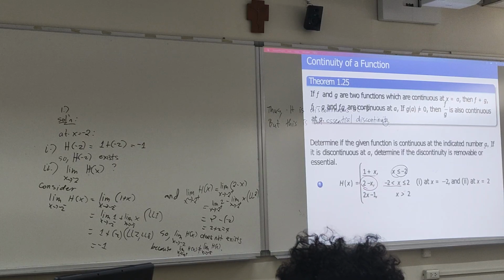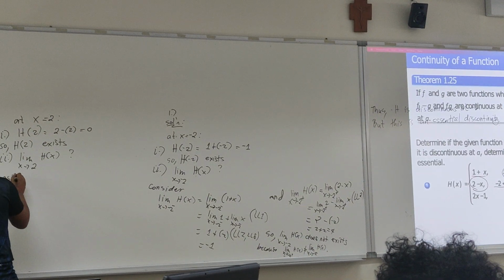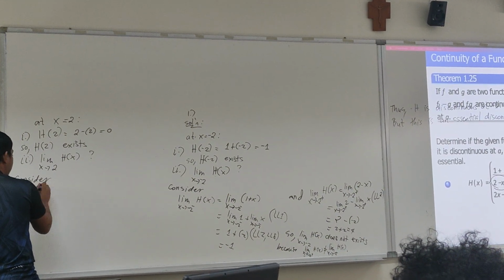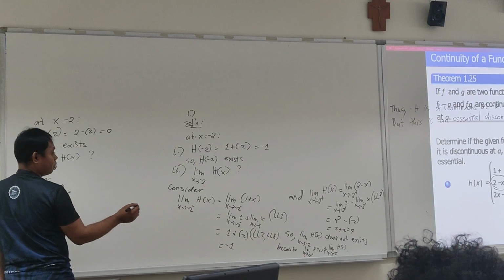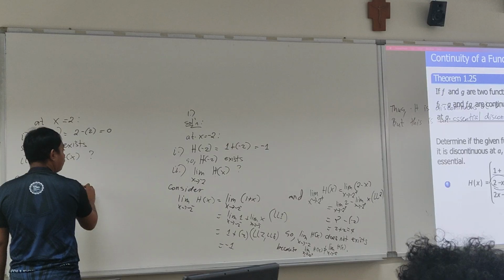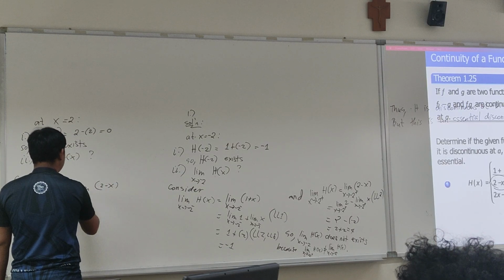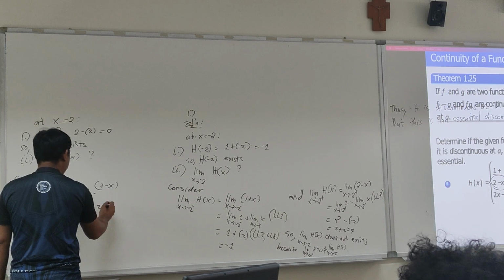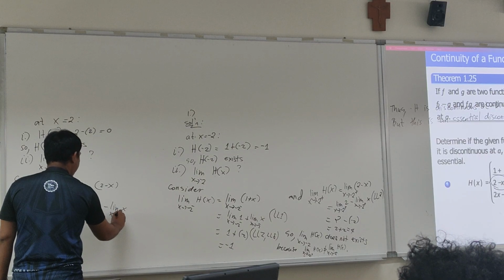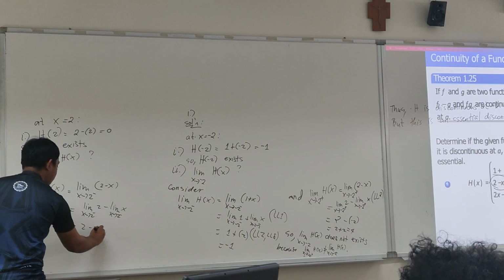How about the second condition? Does the limit of this function exist as x approaches 2? Consider the left-hand limit of your function as x approaches 2 from the left. The limit of 2 minus x as x approaches 2 from the left gives you the limit of 2 minus the limit of x as x approaches 2 from the left, and this is 2 minus 2, which is 0.